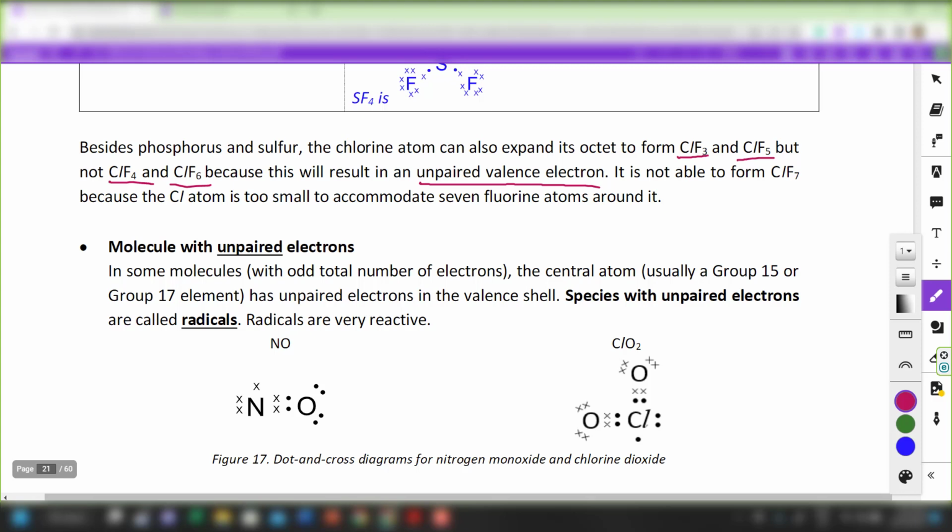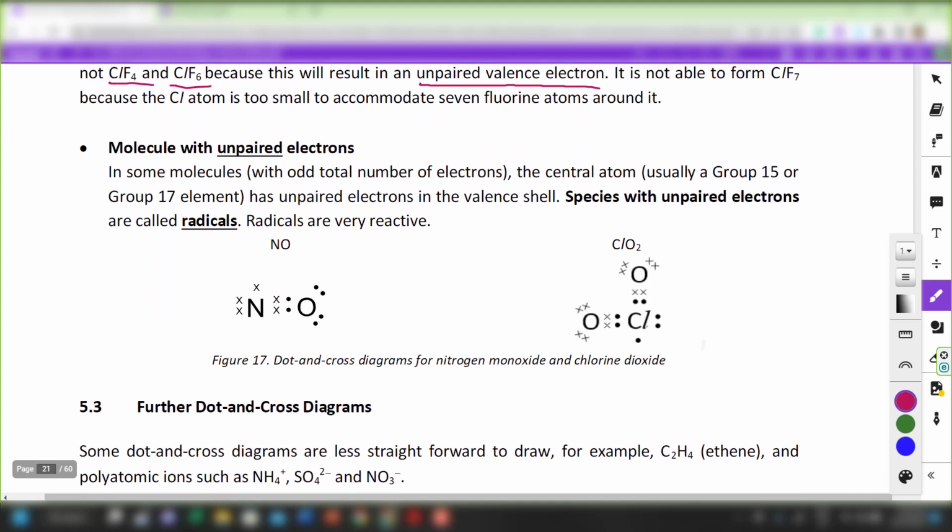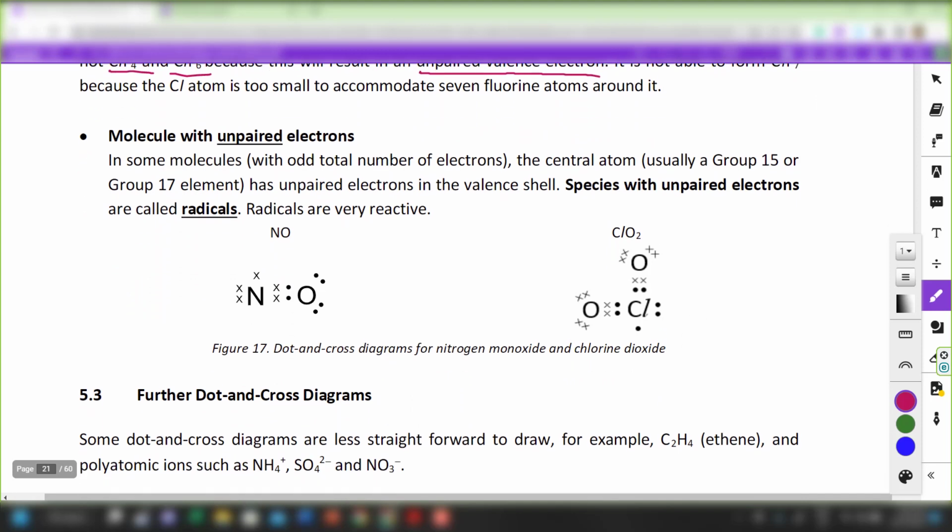Because normally when you have a radical, the radical will tend to pair up with another radical to form a single bond, because having a single bond here means that the species is likely to be a little bit more stable. Okay, then the last bullet point here, we have a molecule with unpaired electrons.